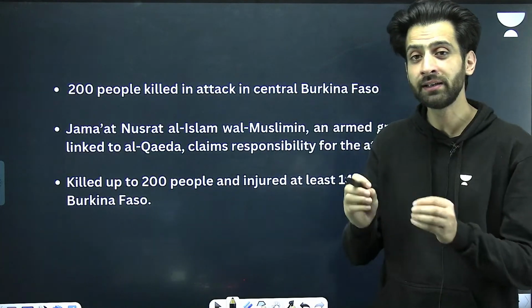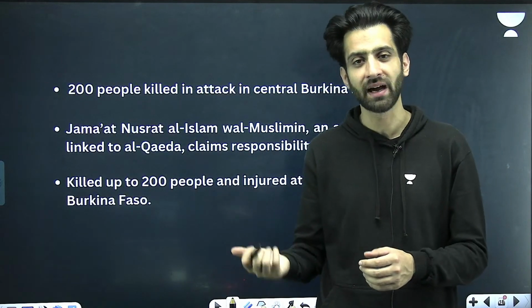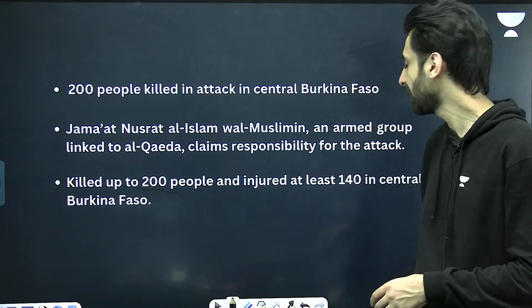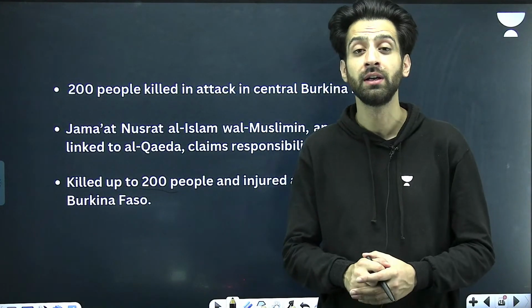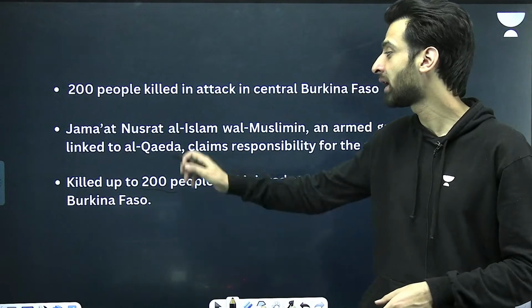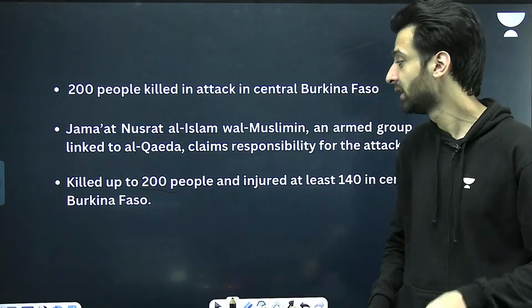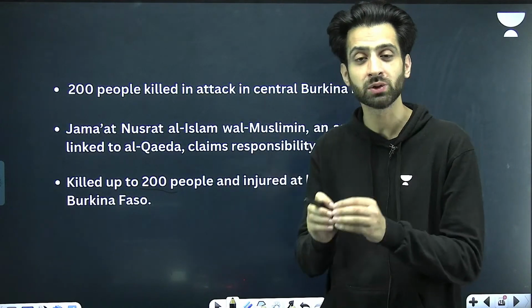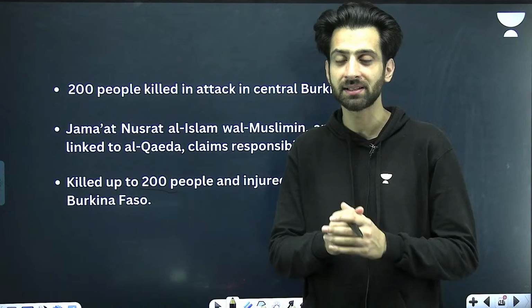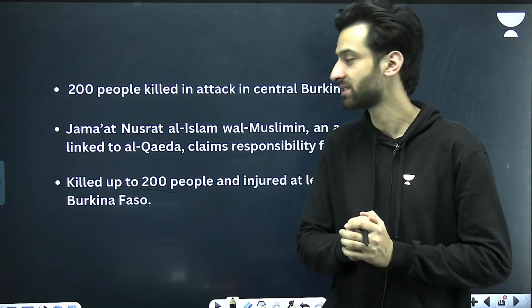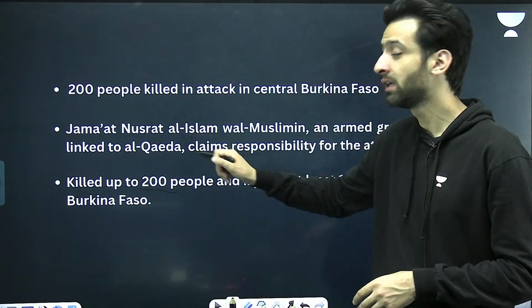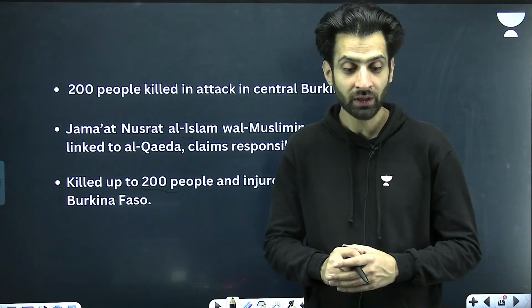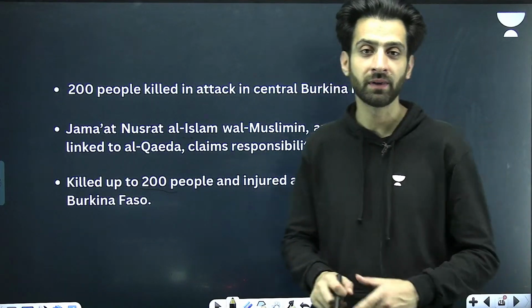Just a couple of months back, there was a very deadly terror attack where more than 200 people were killed and 140 civilians were injured by an organization named Jamaat Nusrat al-Islam wal-Muslimin, which is believed to be linked to Al-Qaeda. That is why Burkina Faso becomes very important as far as places in the news are concerned. Okay, so that is why Burkina Faso becomes very important for us.